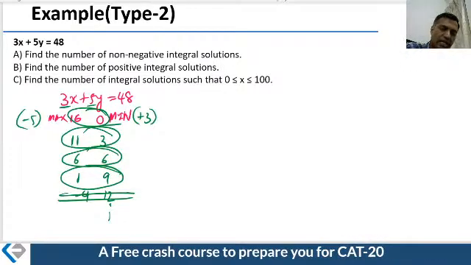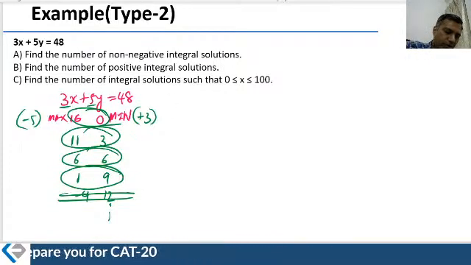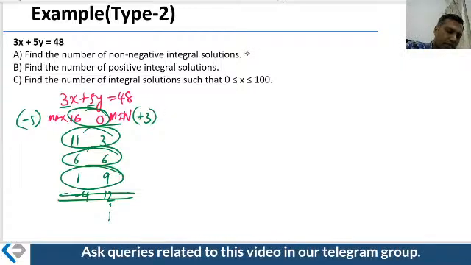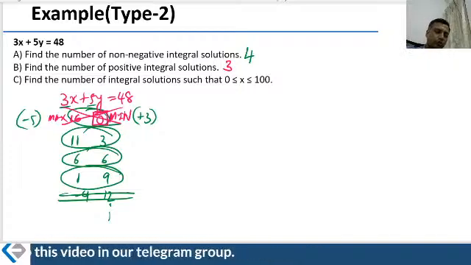These are the corresponding values of x and y. So from here you would say that the number of non-negative integral solutions is 4, 4 pairs. For the number of positive integral solutions, I have to discard the first pair. Why discard the first pair? Because there is a 0 here. Therefore, the number of positive integral solutions is 3.